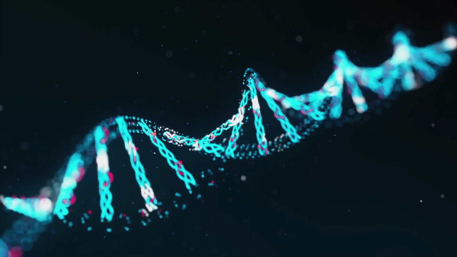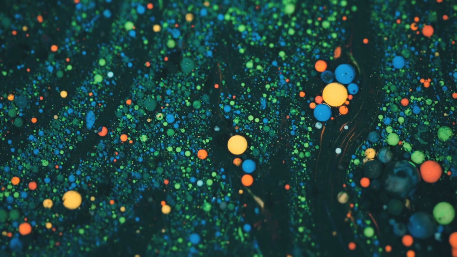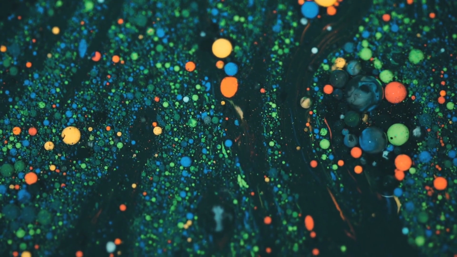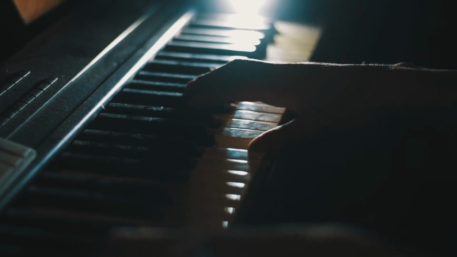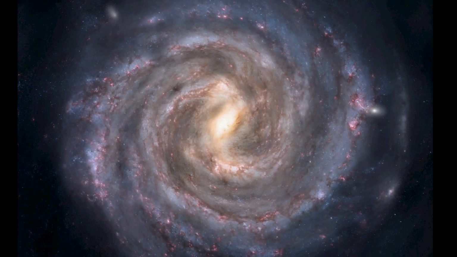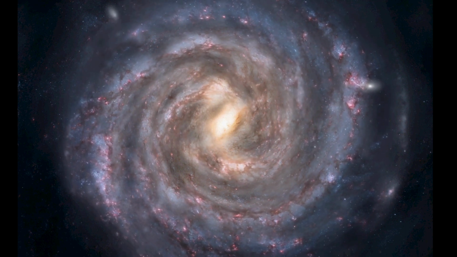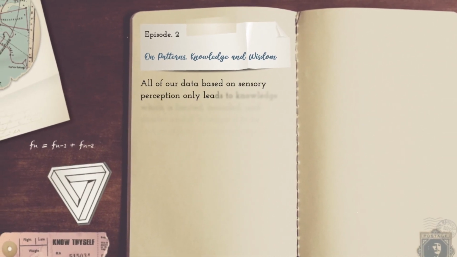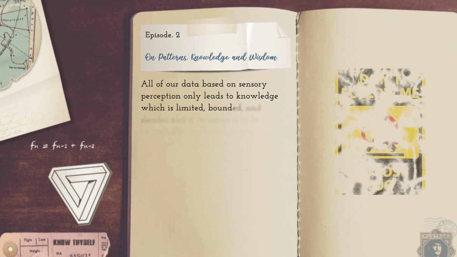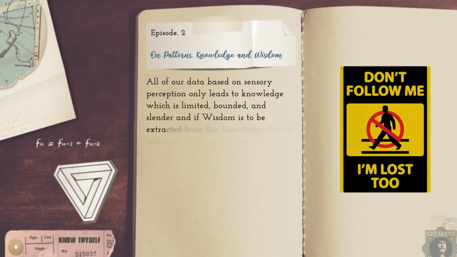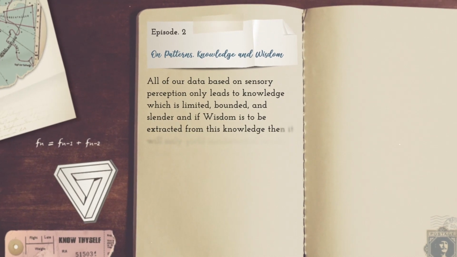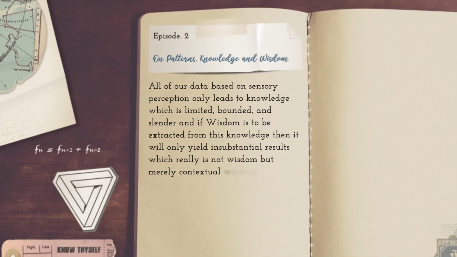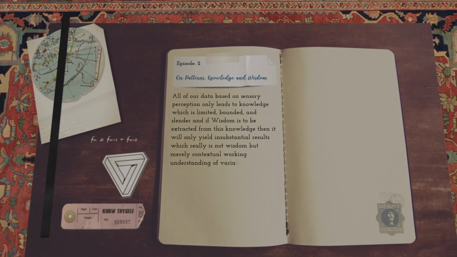To comprehend all the patterns, the order and the chaos, we need to look at the world from a lens that encompasses everything there has ever been, everything that there is and everything that there will be, beyond the confines of space and time, everything simultaneously. All of our data based on sensory perception only leads to knowledge which is limited, bounded, and slender, and if wisdom is to be extracted from this knowledge, then it will only yield insubstantial results, which really is not wisdom but merely contextual working understanding of variables.